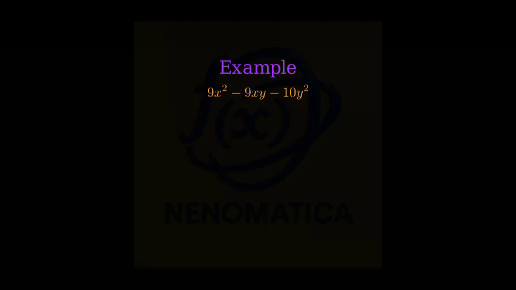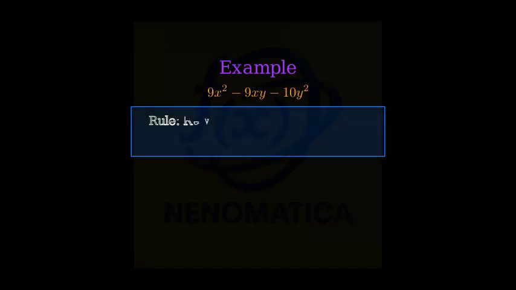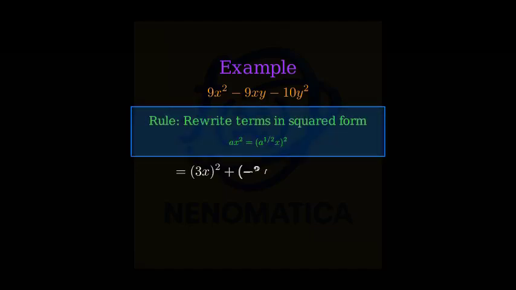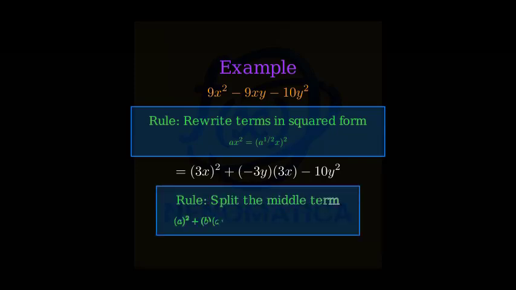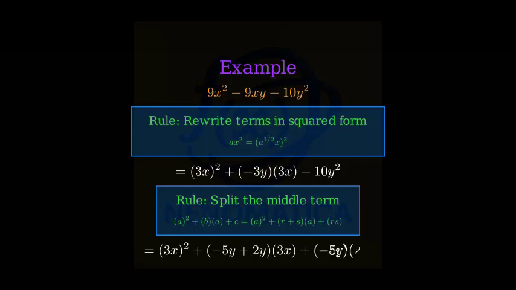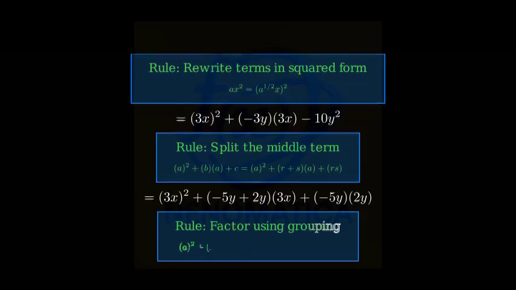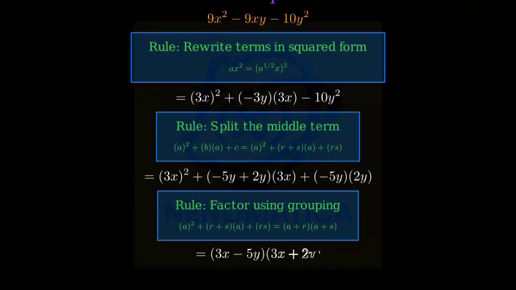We have the expression 9x squared minus 9xy minus 10y squared. The first step is to recognize patterns in the expression. We can rewrite 9x squared as 3x all squared. This helps us see the quadratic structure more clearly. Next, we need to find two numbers that multiply to give negative 10y squared and add up to negative 3y times 3x, which is negative 9xy. The numbers are negative 5y and 2y. Now we can factor this expression. We get the product of 3x minus 5y and 3x plus 2y.